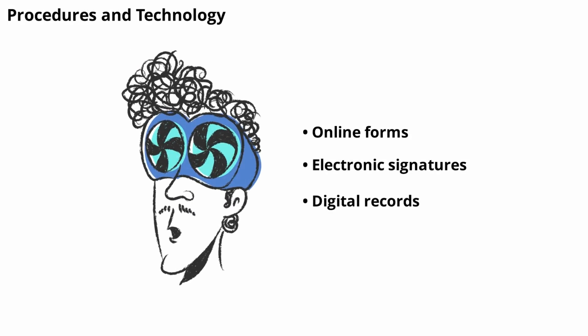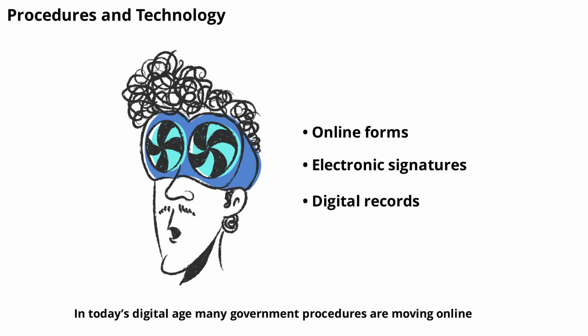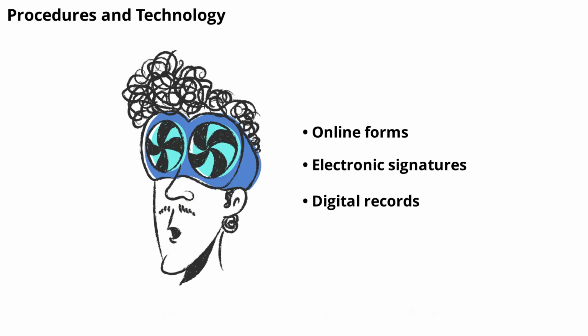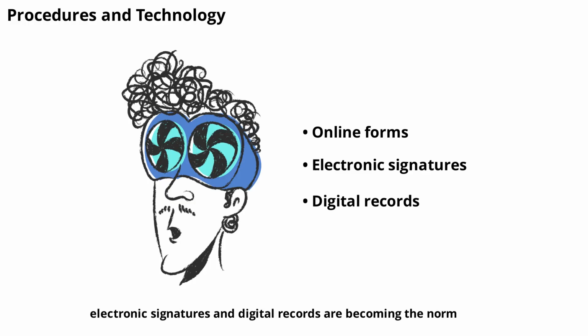In today's digital age, many government procedures are moving online. This can make processes faster and more convenient for both officials and the public. Online forms, electronic signatures, and digital records are becoming the norm. However, it's still important to follow the same basic steps to ensure fairness and transparency.